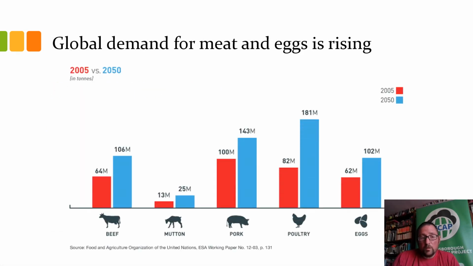And this is because the global demand for meat and eggs is actually rising rather than shrinking. So if you compare 2005 to 2050, the expected demand for poultry has more than doubled, from the 82 million tonnes in 2005 to the expected 181 million tonnes in 2050. As you can see, eggs have grown, everything on that graph has grown. And of course, that means we're going to need to use more resources and find more food for these animals to actually supply all of these items.